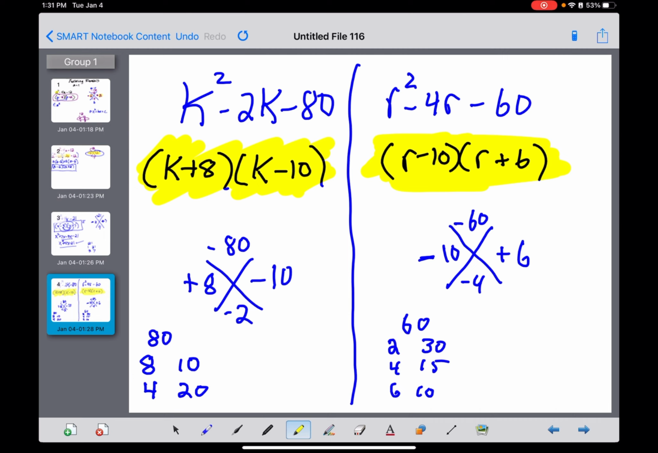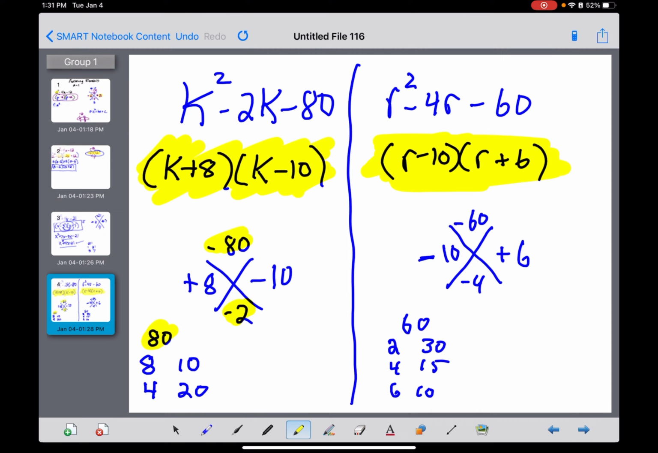So the first one, negative 80 on top, negative 2 on the bottom. So this is where being able to find factors can save you a lot of time if you're pretty good at doing the small stuff in your head. If you're not, and you had to list the 1 and the 80, the 2 and the 40, if you had to list all of those, there's nothing wrong with that.